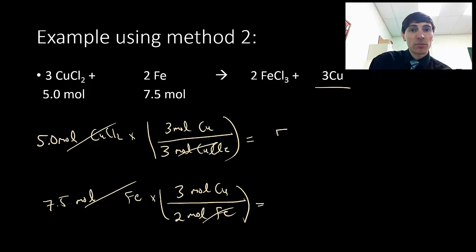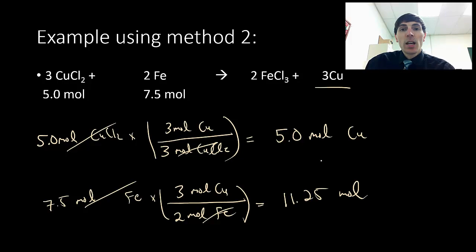Notice my units are canceling here. The first example is going to be simple enough. I could make 5 moles of copper. The second example is going to yield me 11.25 moles of copper. Here's the problem. Once I make 5 moles of copper, my copper chloride runs out. If I want to make any more than 5 moles of copper, I'm not going to have any more of this ingredient left over.